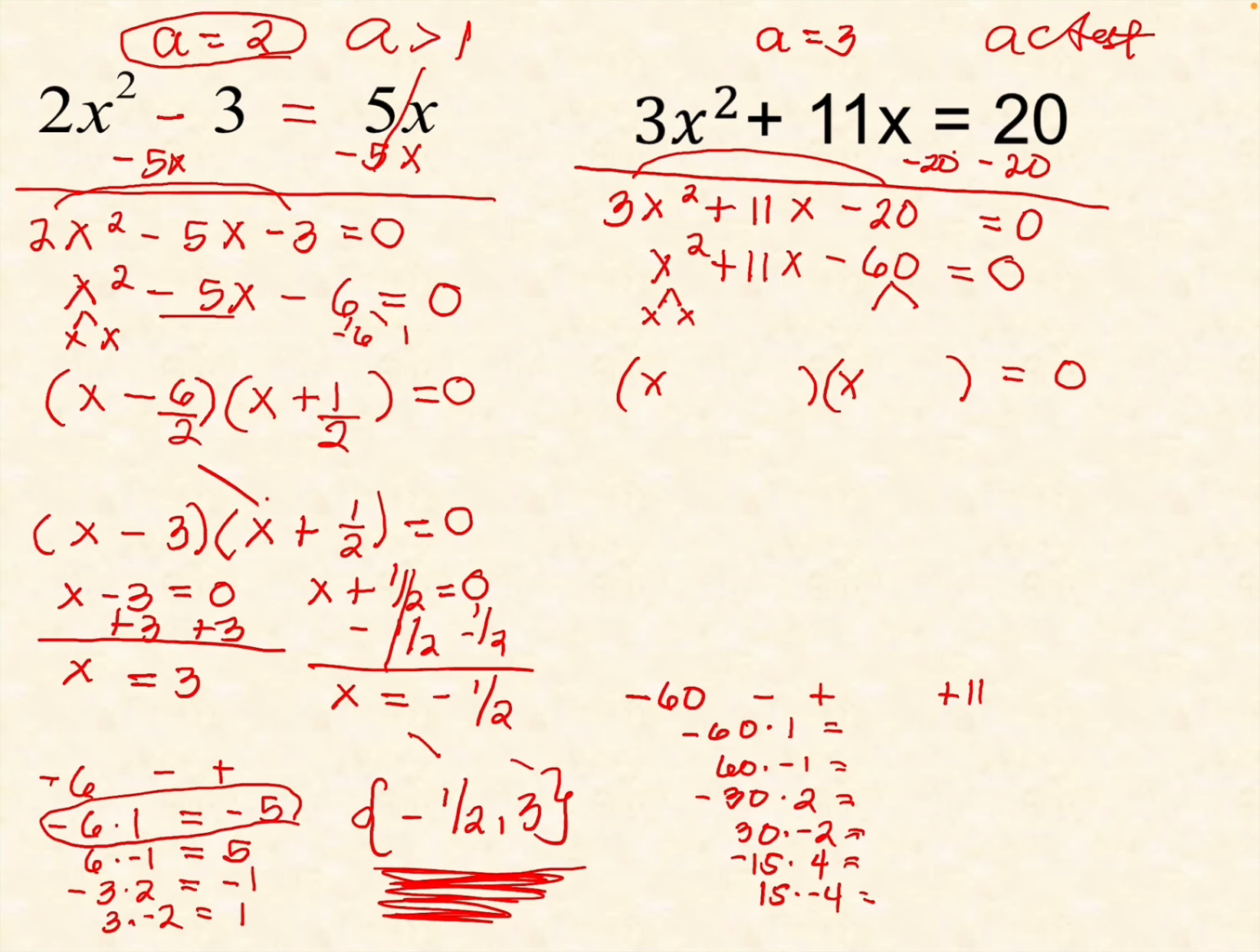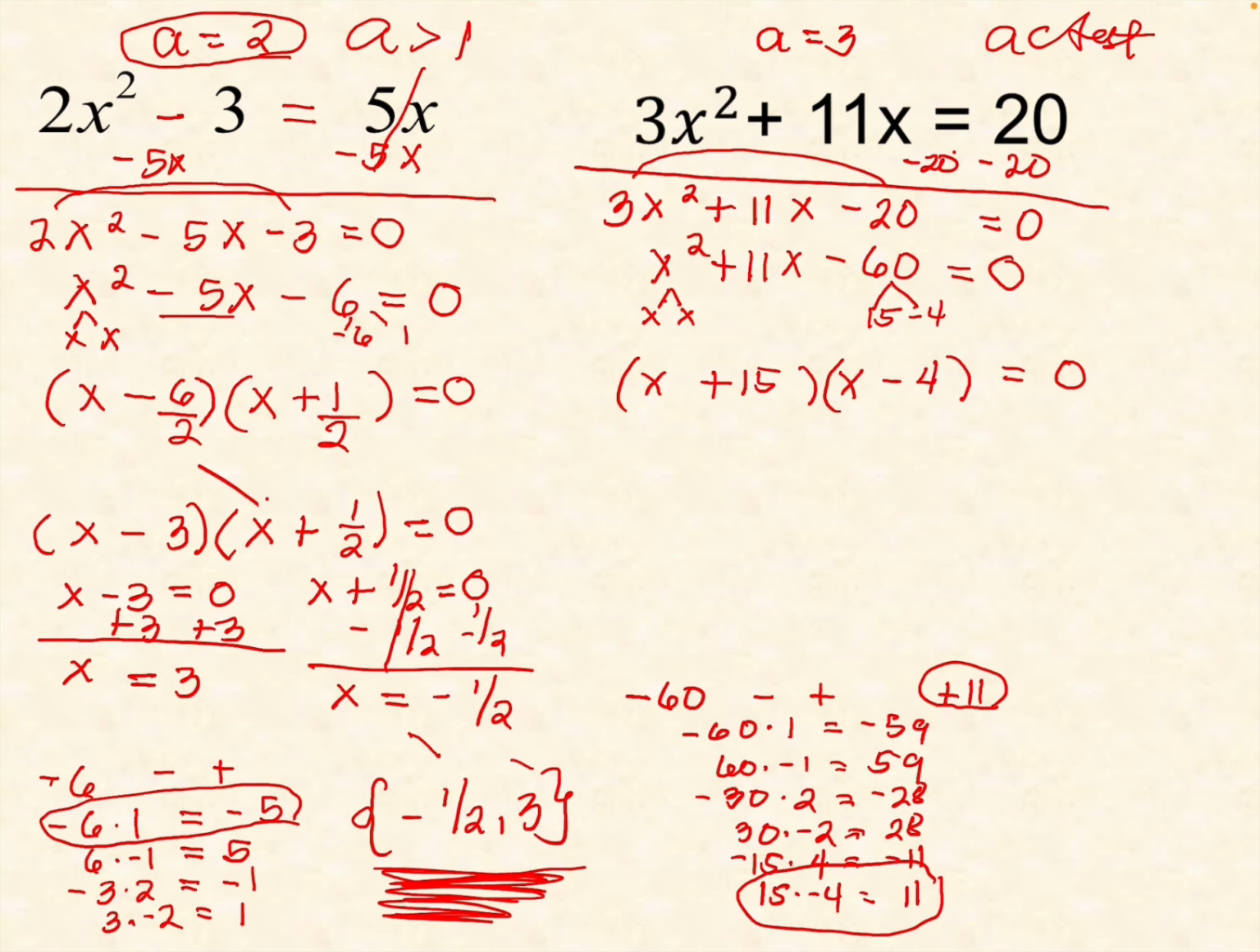Negative 60 plus 1, that is negative 59. 60 plus negative 1, that is 59. Negative 30 plus 2, that is negative 28. Then 30 plus negative 2, that is 28. Negative 15 plus 4, that is negative 11. 15 plus negative 4, that is 11. What is the sign of our middle term? Positive, and that is positive 11. So the factors of 60 are 15 and negative 4. So you have here positive 15 and then negative 4.